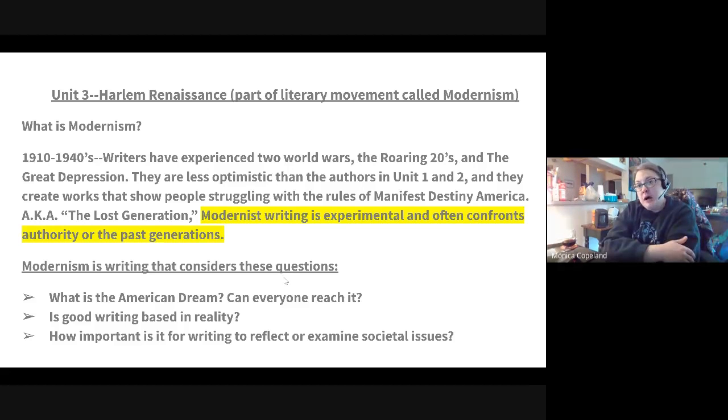A couple questions that modernism considers, you'll see this reflected in their works, is what is the American dream and can everyone reach it? Next, is good writing based in reality? And then finally, how important is it for writing to reflect or examine societal issues? How important is it for writing to include the good and the bad about people?